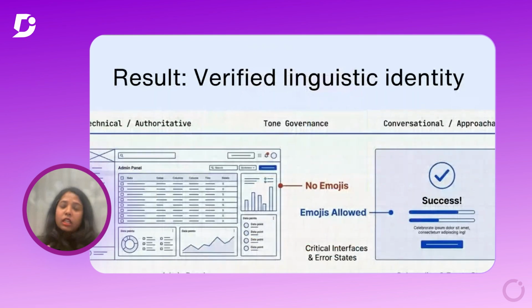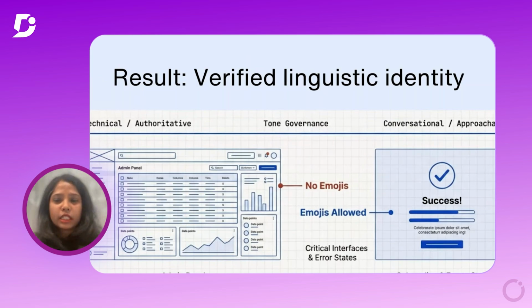As a result, earlier we used to look at language or the copy when we would go live or sometimes after going live. But now we are building with verified linguistic identity from scratch so that by the end of it, we don't have to worry too much about whether this is the correct way of building a feature or not. We already have designed it the right way.